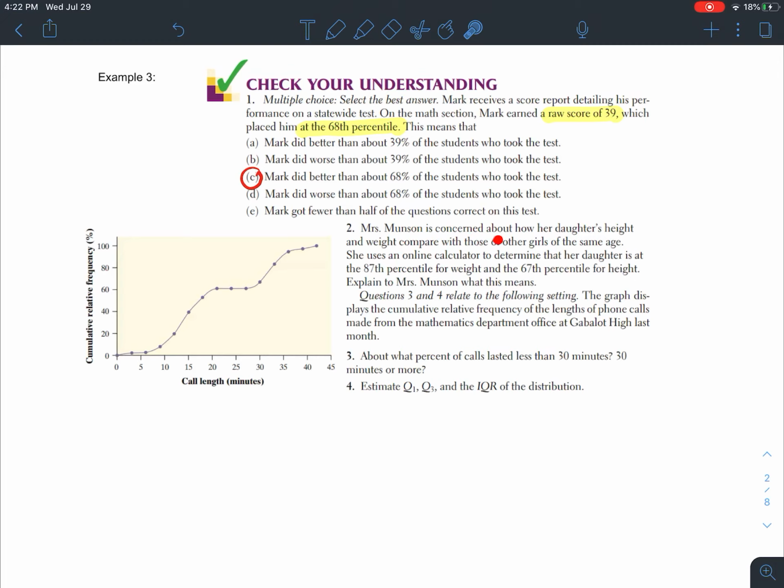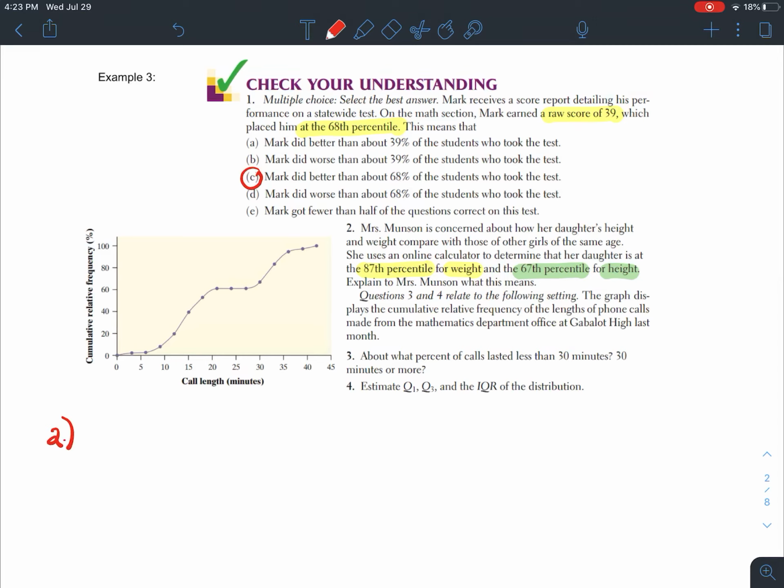Let's look at number 2. Mrs. Munson is concerned about her daughter's height and weight and how they compare with those of other girls of the same age. She uses an online calculator to determine that her daughter is at the 87th percentile for her weight and the 67th percentile for her height. Explain to Mrs. Munson what this means. So we're going to go ahead and write this down here. This goes with number 2.